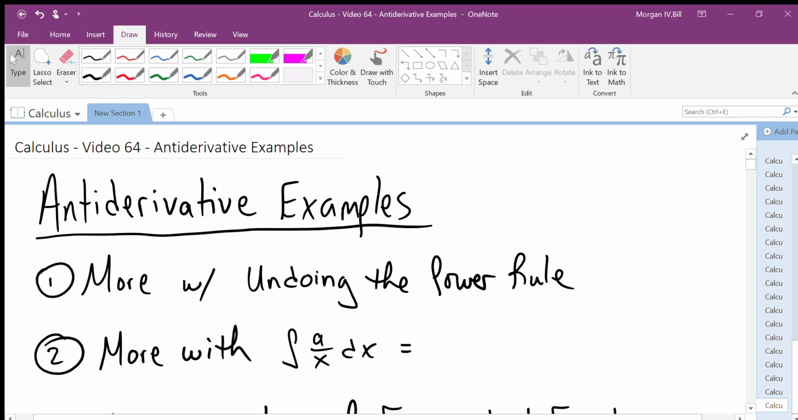So in the last video we learned about undoing the power rule, and so the first category of antiderivatives is just a few more problems on undoing the power rule.